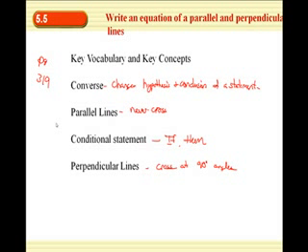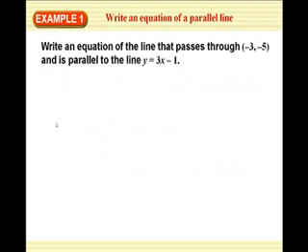If they are parallel, they have the same slope. If they have the same slope, they are parallel. So write that down, and let's tackle example number 1. Write an equation of a line that passes through -3, -5, and is parallel to the line y equals 3x minus 1. Well, what do we know about parallel lines?